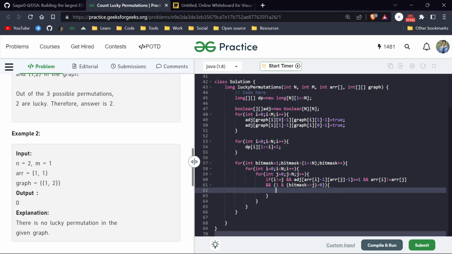And the thing is, we have to update the ith value with this bit mask. So what will be the value? This value will represent the number of permutations that are ending with i and have all the visited values as this bit mask. So they will contain also the values that are ending with j.